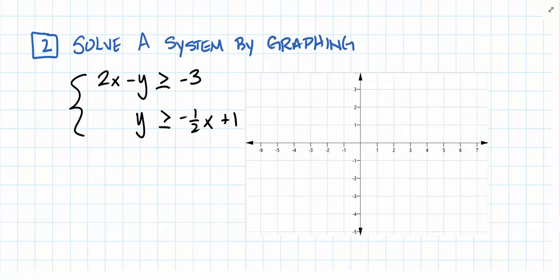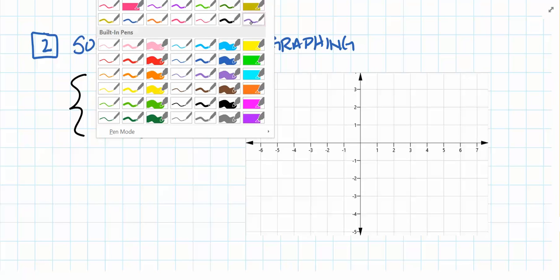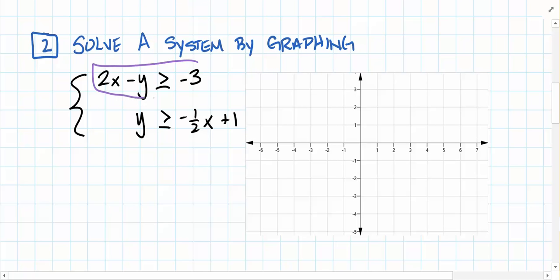All right? So for the first one, we've got 2x minus y is greater than or equal to negative 3. It might be helpful if we rewrote this inequality in a form that's easy to graph. So I would get negative y is greater than or equal to negative 2x minus 3. But then if I want y by itself, I would divide by negative 1. So y would have to be less than or equal to 2x plus 3.